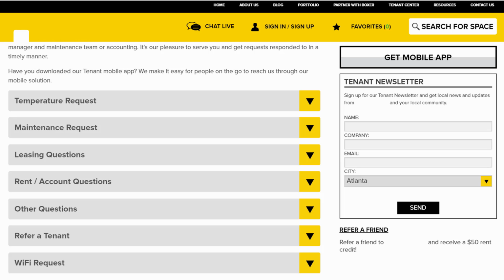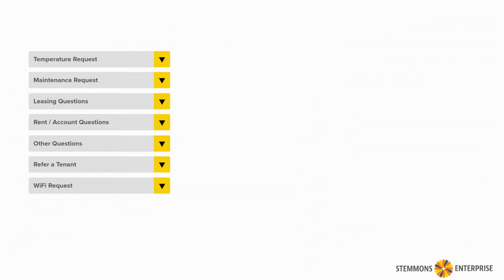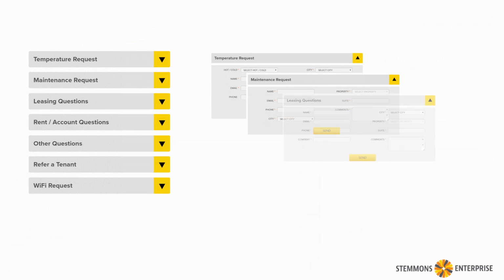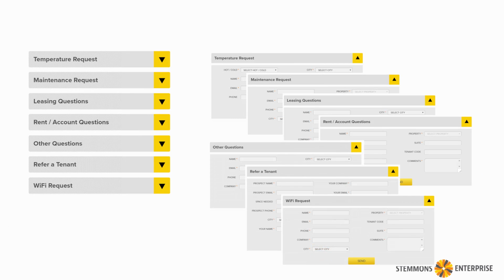So this is a grab from a website, and what you can see is there are different ways that the customer can ask for things. Maybe they're too hot or too cold, or they've got a light bulb out, or they have a question about their account. And each one of these things that they can fill out generates a little form that becomes a case in Stemmons Central. Let's take a basic temperature request and look at the cast of characters involved.